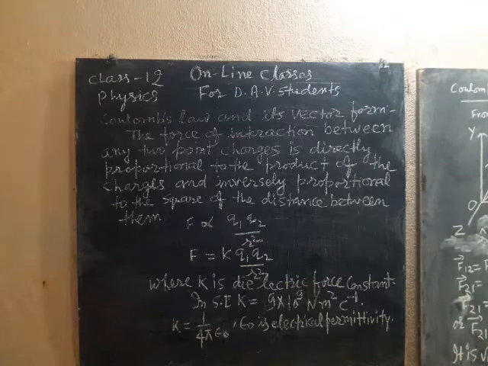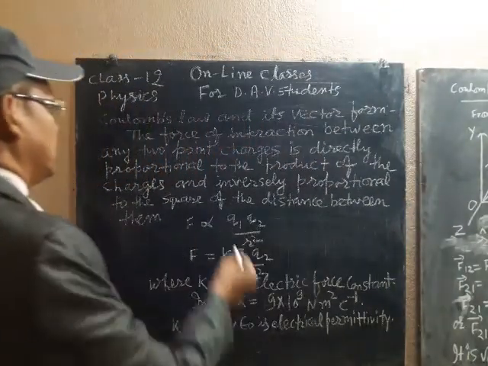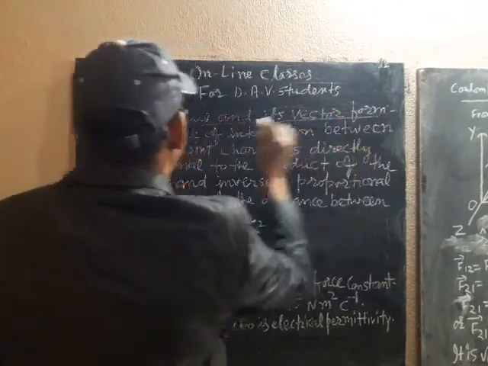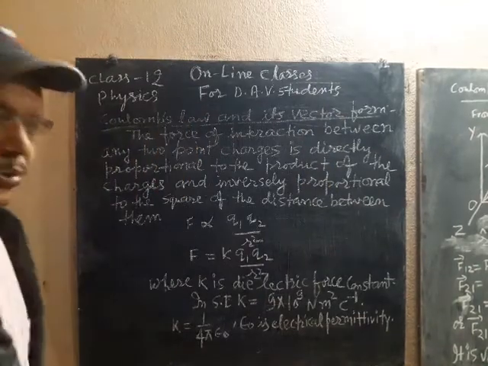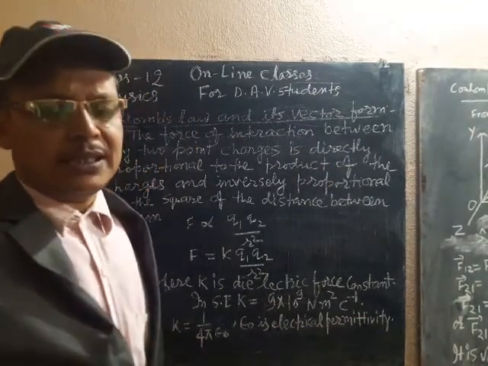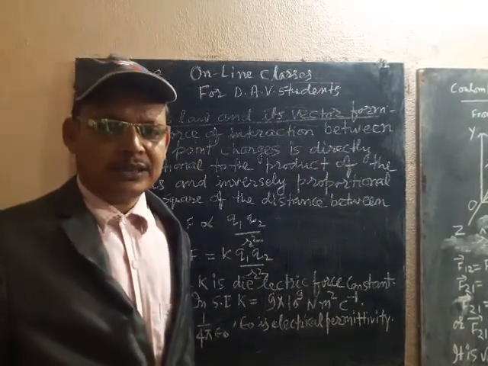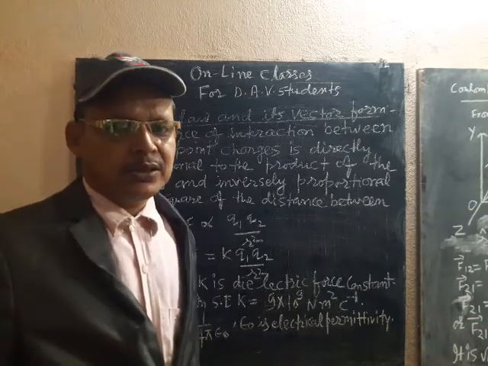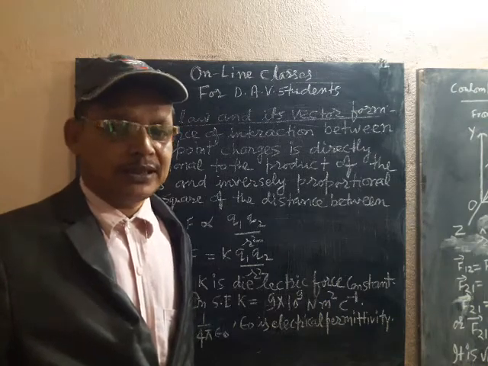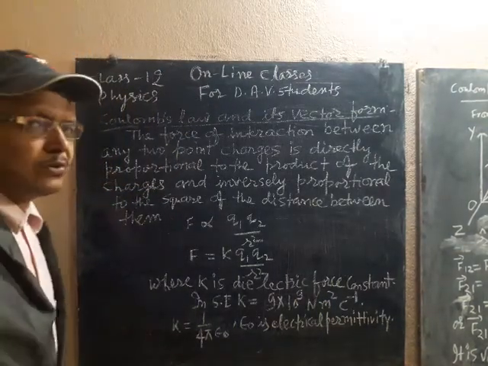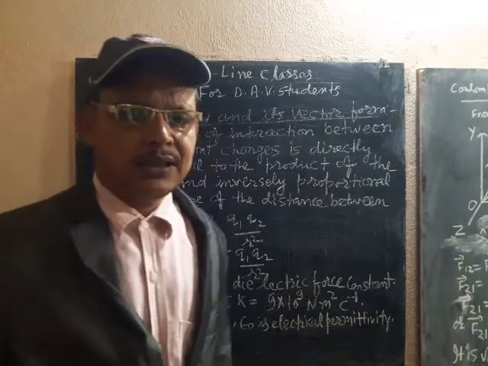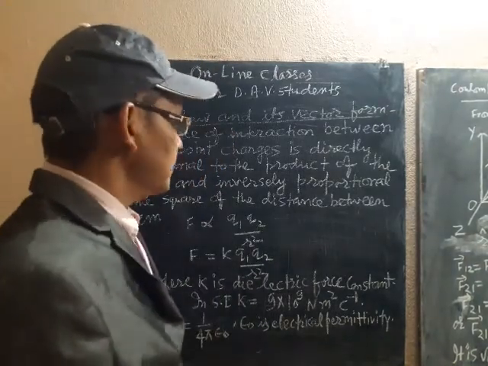First thing is the statement of Coulomb's law and its vector form. You should know what you have studied in class 11, Newton's law of gravitation. In this case, F is equal to G m1 m2 by r square.